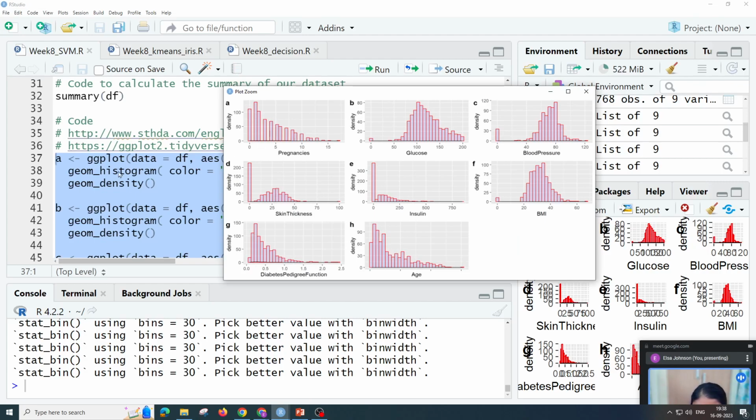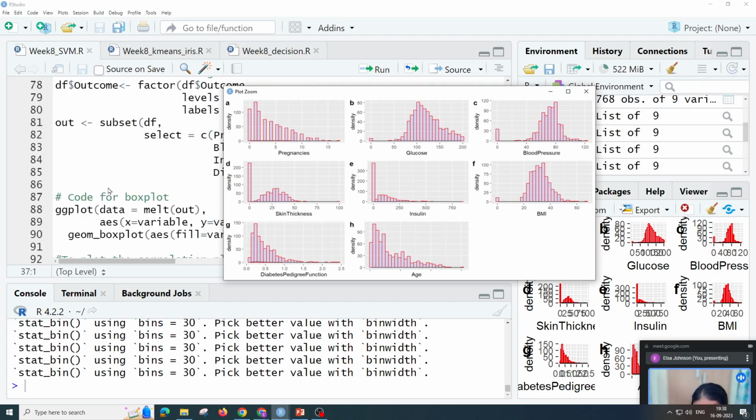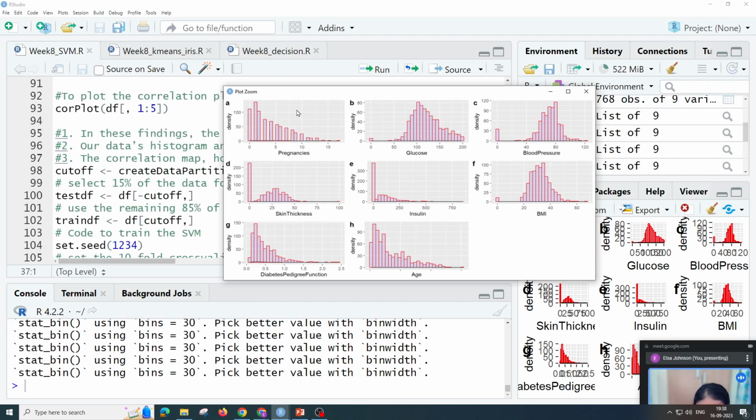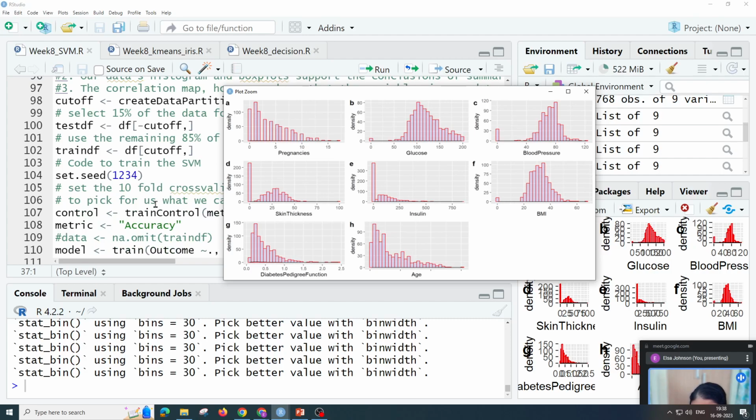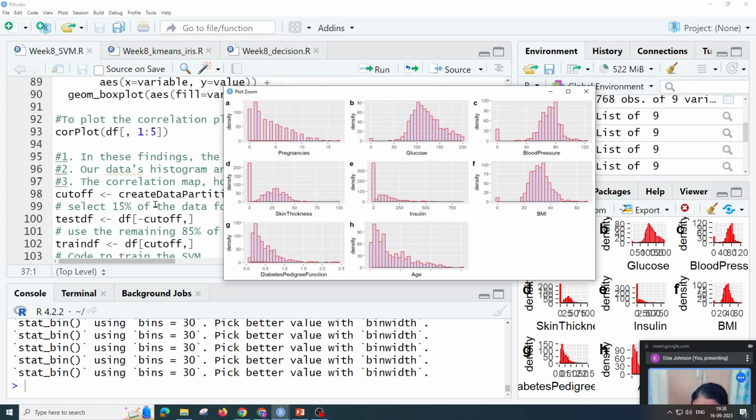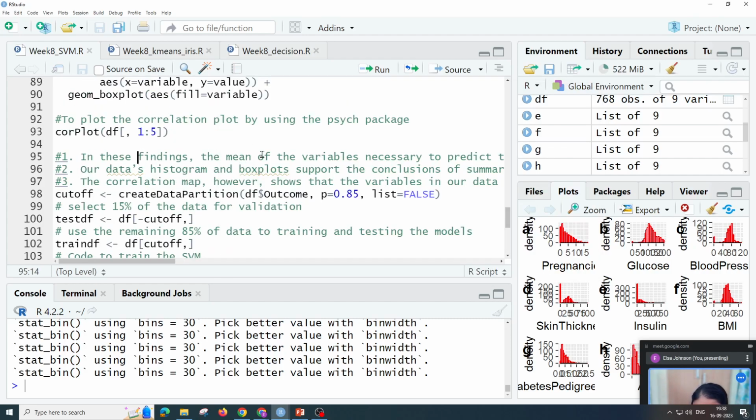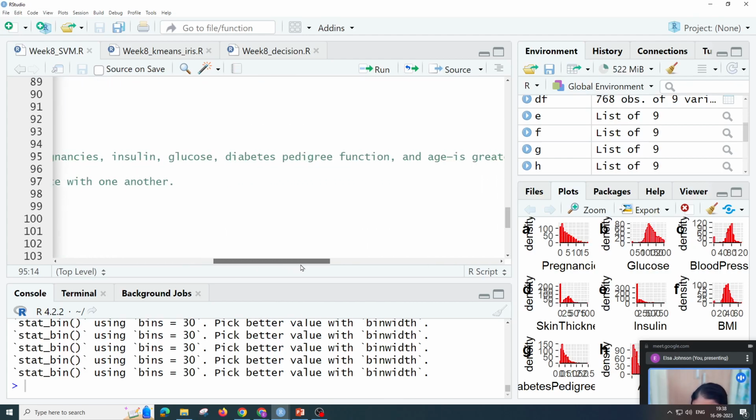So you can see that I'll just come to the inferences. Here the median and mean are not the same in most of the cases, right? It's not coming in the middle. The plot is not coming as a perfect normal or bell shaped curve. So one of the insights is that the mean of the variables necessary to predict the variables is greater than the median.